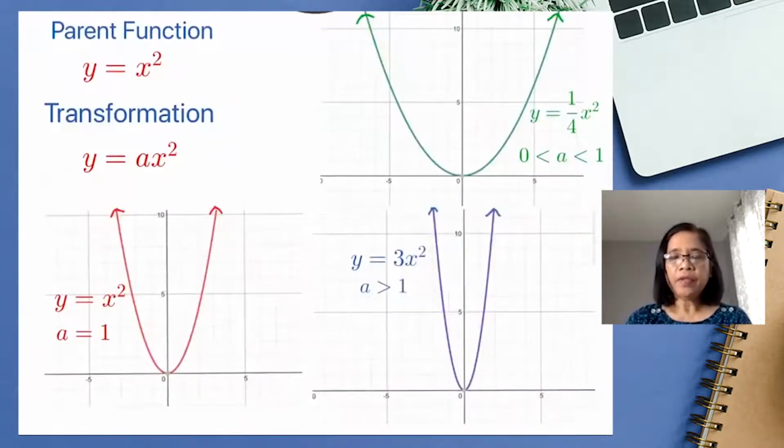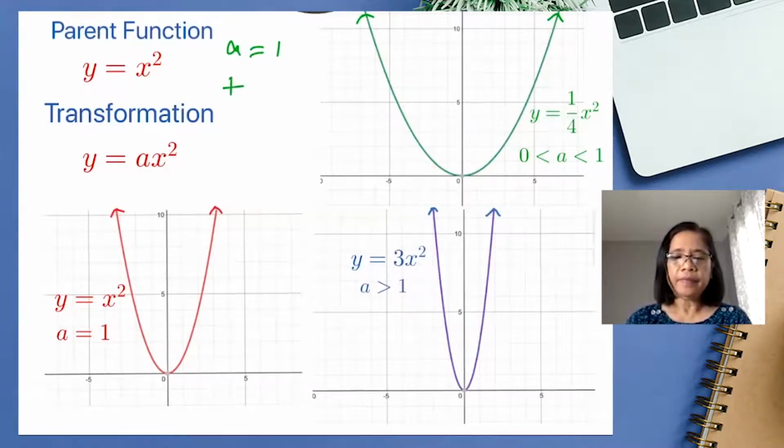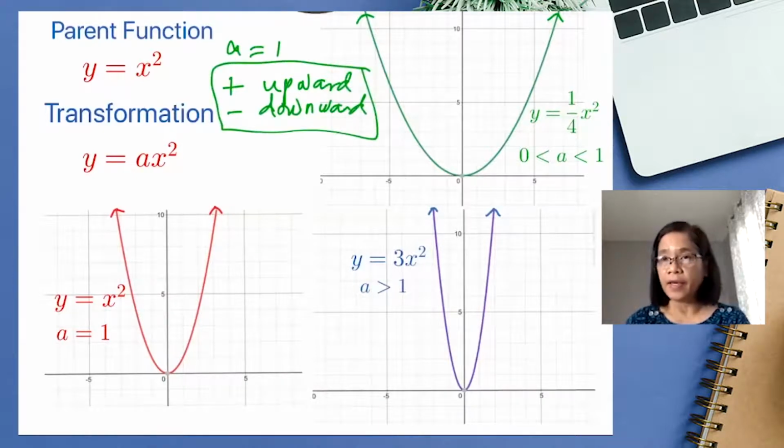Starting with the parent function y equals x squared, a here is equal to 1. a is the coefficient of the quadratic term. When a is positive, the parabola faces upward. This is how we're describing the orientation. And when a is negative, the parabola faces downward. That's the effect of changing the sign of a. Now what happens if we change the value of a?